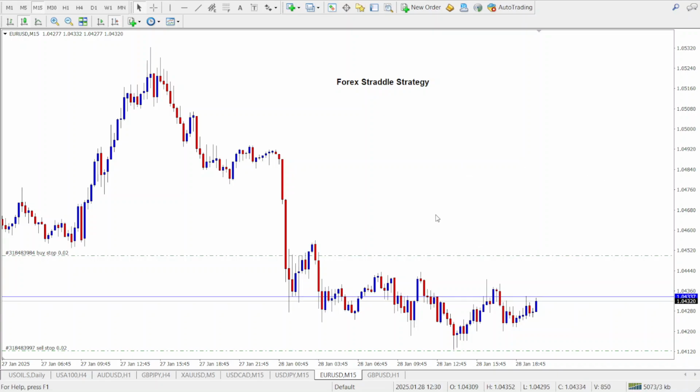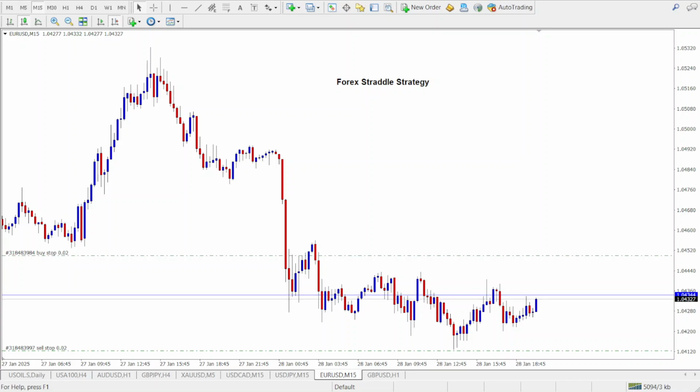In terms of earnings reports, if you are trading forex pairs that are affected by major corporate earnings announcements, a straddle strategy can help you take advantage of big price swings. And for geopolitical events, political instability, elections, or other geopolitical events often lead to sudden market volatility, and the straddle strategy allows you to prepare for the unexpected. In these situations, you want to place your orders at key levels based on the current market price action, ensuring that you're positioned to capture any significant breakouts.